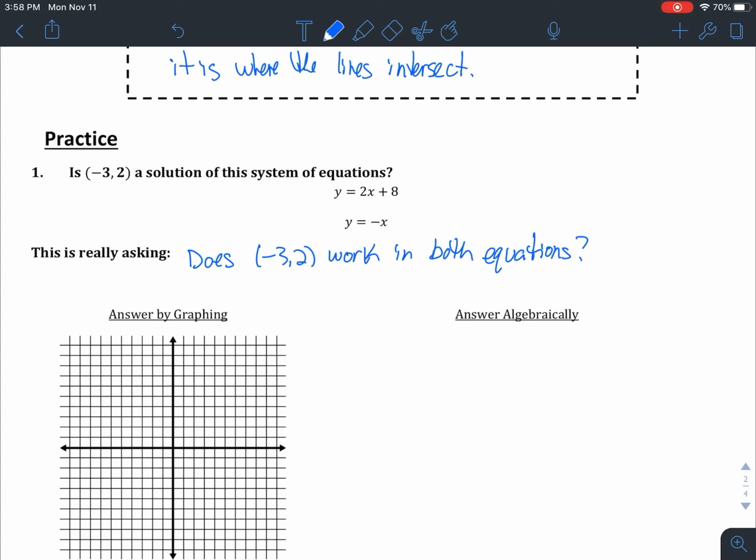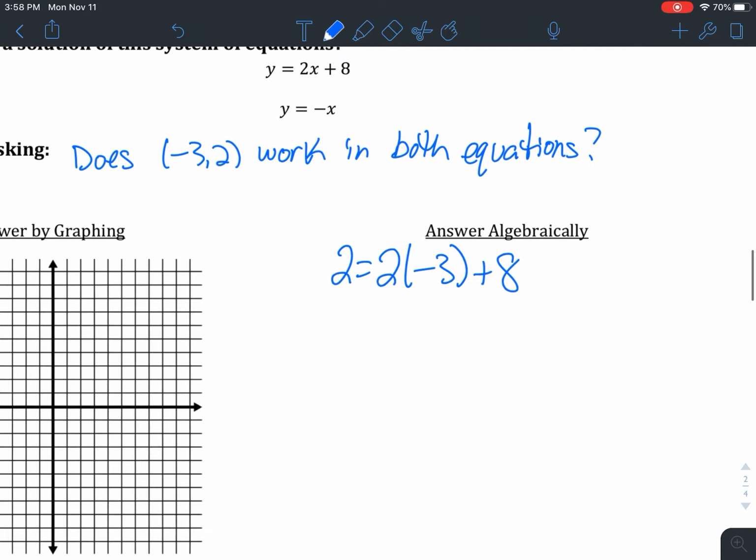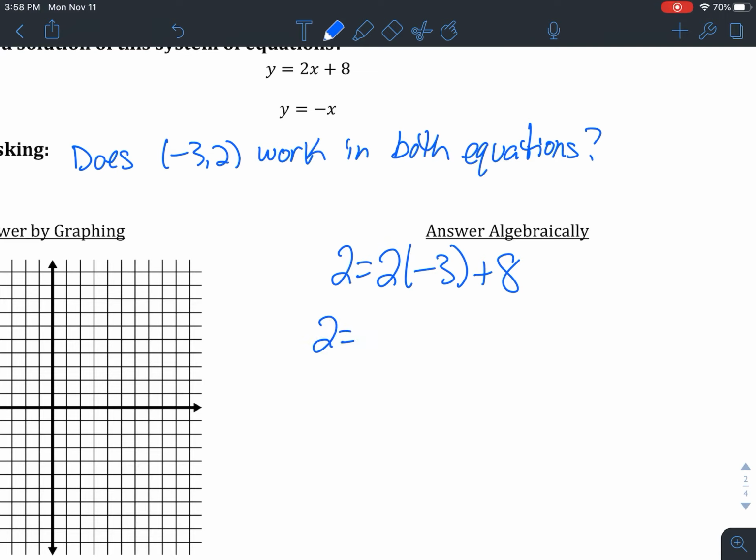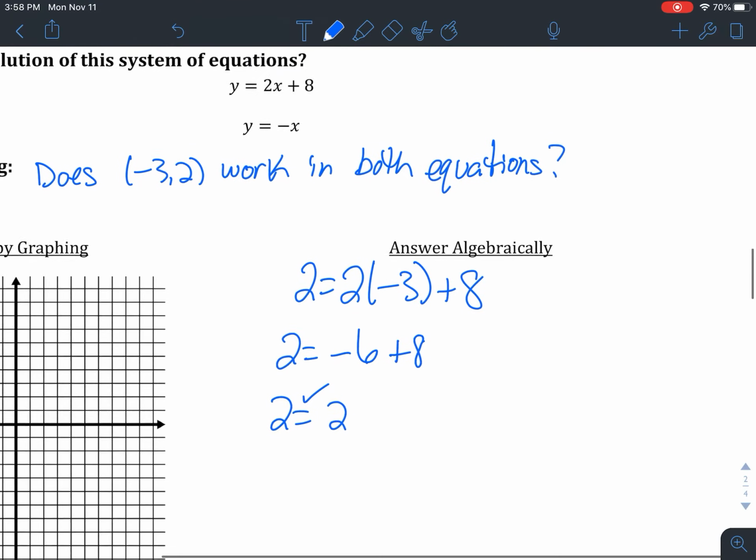So again here, I'm going to plug in negative 3 for my x value, 2 for my y value into each of my two equations. If I test the top one in this case algebraically, which is y equals 2x plus 8, my y value is 2, my x value is negative 3, plus 8. So 2 times negative 3 is negative 6, plus 8, 2 equals 2. So that works in my first one. So far, so good. It's a solution to my first equation.